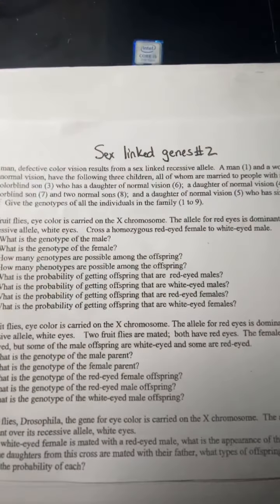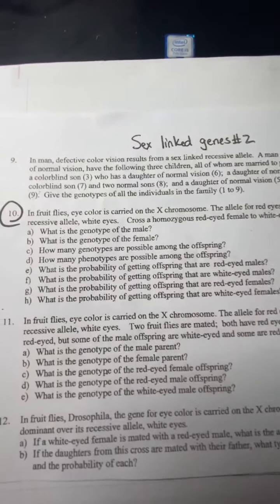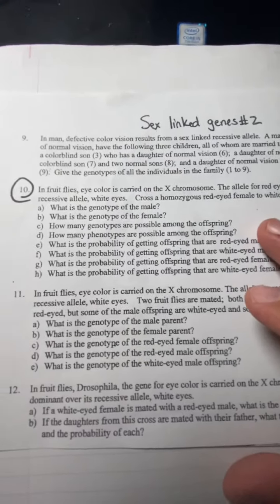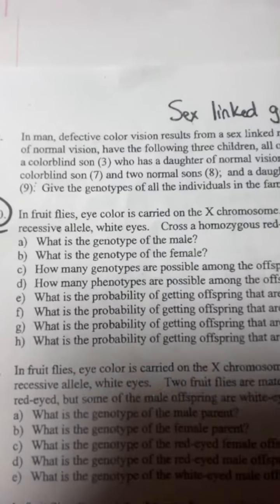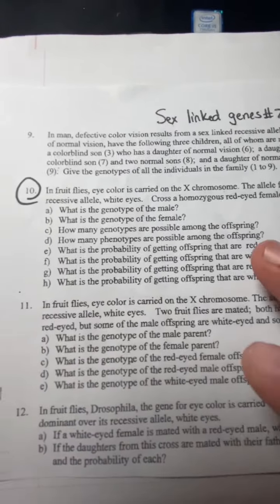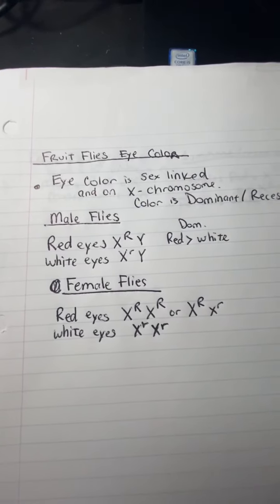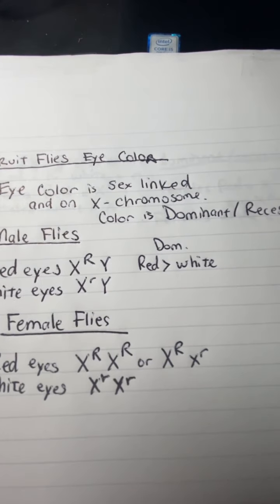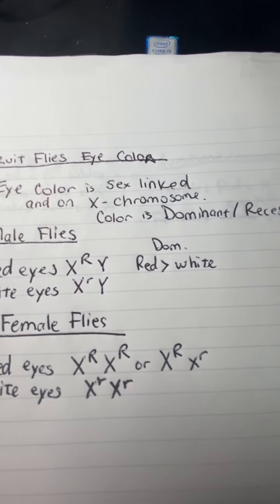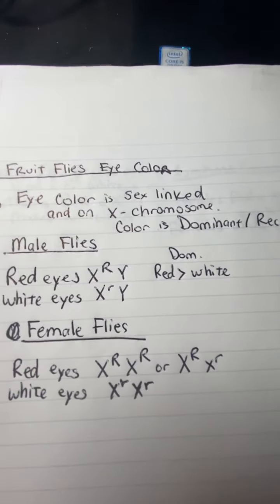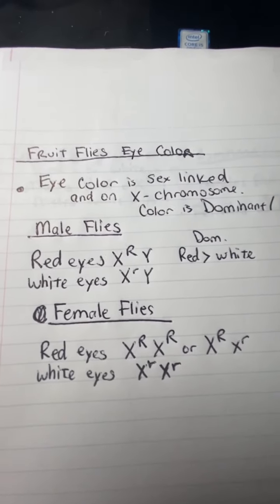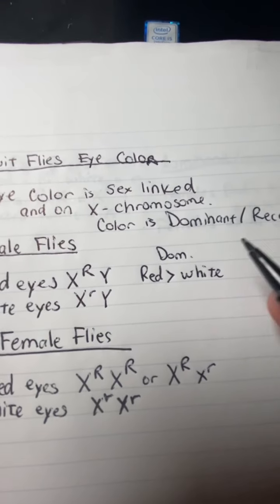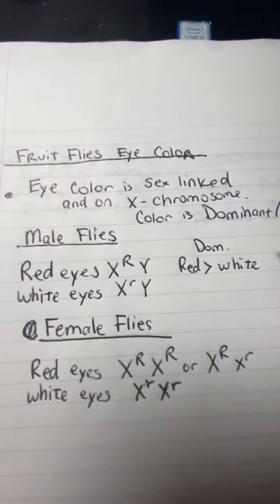On sex-linked genes number 2, we started off with some notes, and we learned about color blindness last week. We learned about hemophilia as well. Today we're going to learn about eye color and fruit flies. Just in the background, real quick, we took some brief notes. Eye color in Drosophila melanogaster, that's just a fancy name for fruit flies, is also sex-linked. By that, red eyes are dominant to white eyes. So keep this in mind.